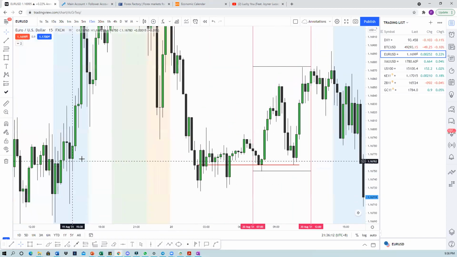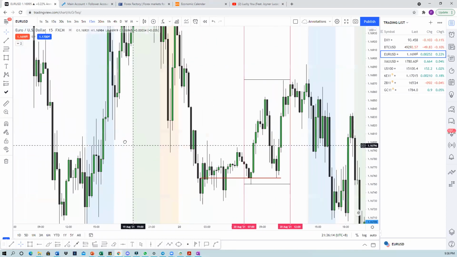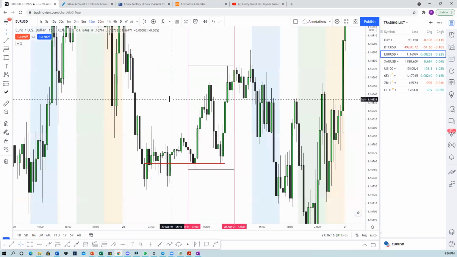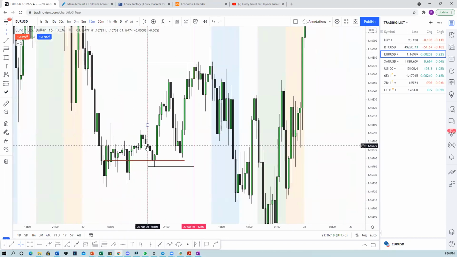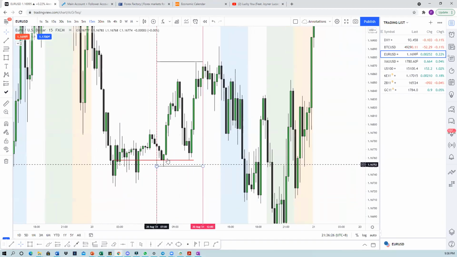This one. What's the context? Context is we had a new day. Obviously, this is the Asian range. New day, Asian range, price goes up, comes down into this, and then goes higher. Now, why does this work inside the Asian range? Asian range tends to be consolidation and some form of Asian manipulation also.